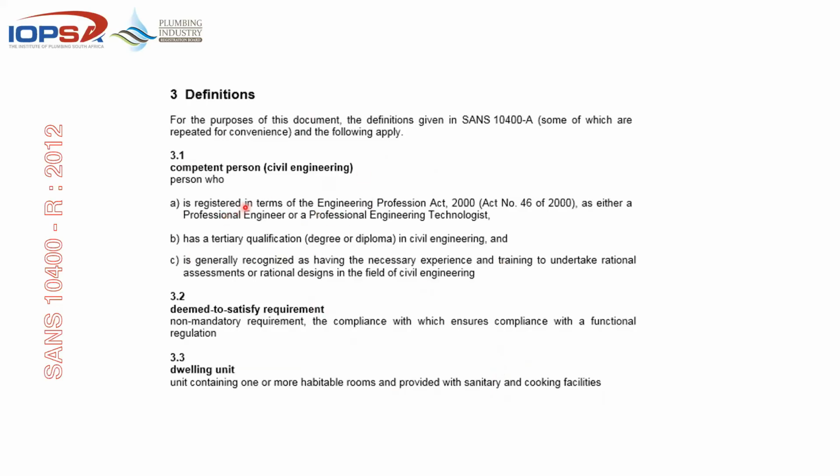So competent person. You'll find that when it comes to plumbing and drainage and stormwater, a competent person, for plumbing, is the only one that has actually been specified. The others have all got a generic thing that just says you need to be trained and you need to have experience, etc. But when it comes to plumbing and drainage, we have got a definite requirement that the person needs to be registered as a professional to do this design, and you'll see why shortly.